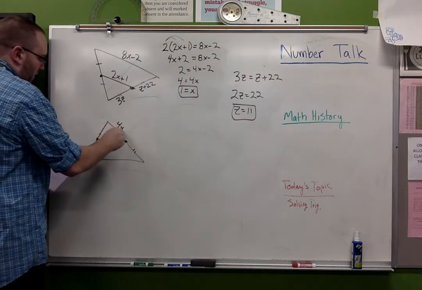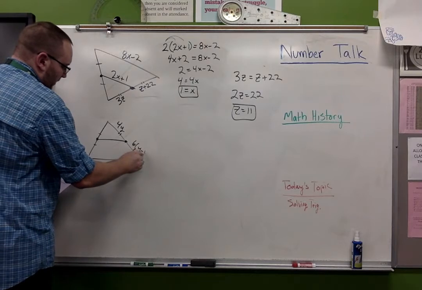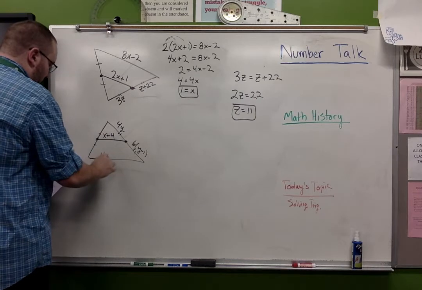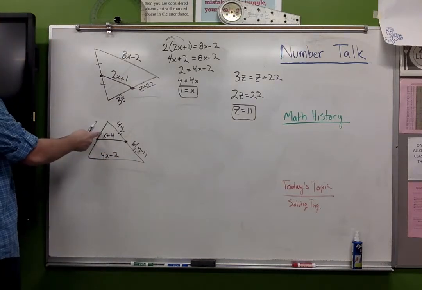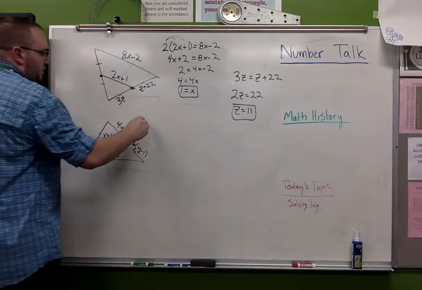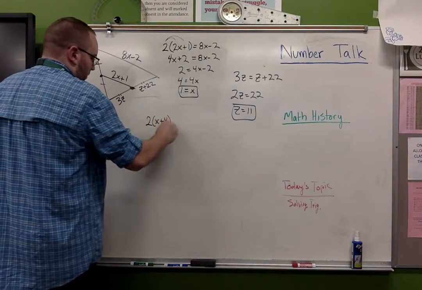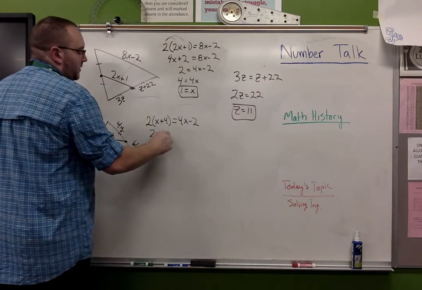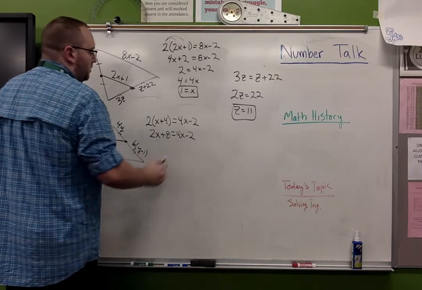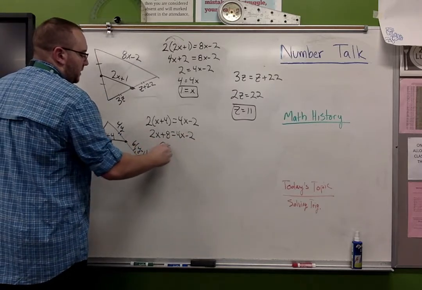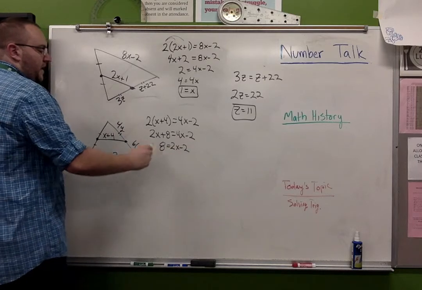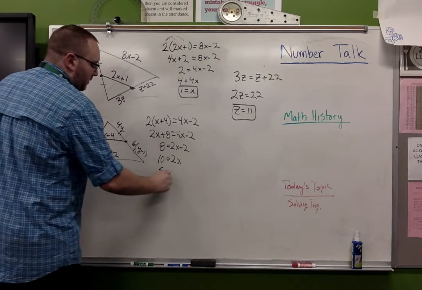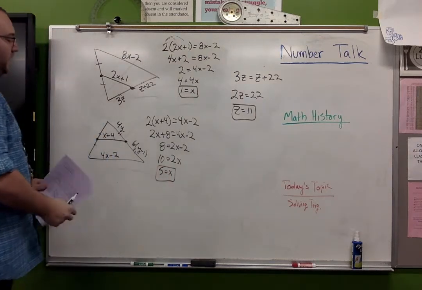This is 4y, 6 times y minus 1, x plus 4, 4x minus 2. So it takes 2 of the mid-segments to make 1 of the base here. So 2 times x plus 4 is equal to 4x minus 2. Distribute: 2x plus 8 equals 4x minus 2. Subtract 2x from both sides. 8 equals 2x minus 2. Add 2 to both sides. 10 equals 2x. Divide by 2 both sides. 5 equals x.